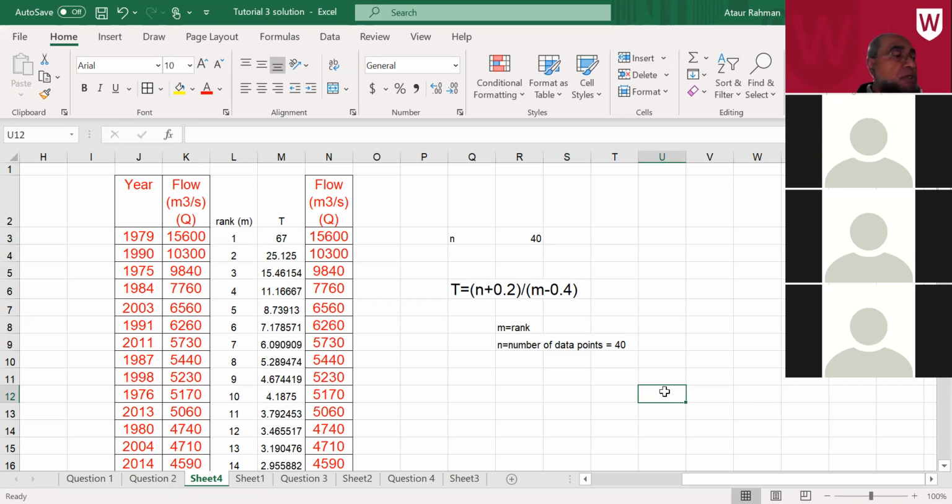Okay, so let us now go to our question 4, which is we have to use the LP3 distribution, log Pearson type 3 distribution, for the data.